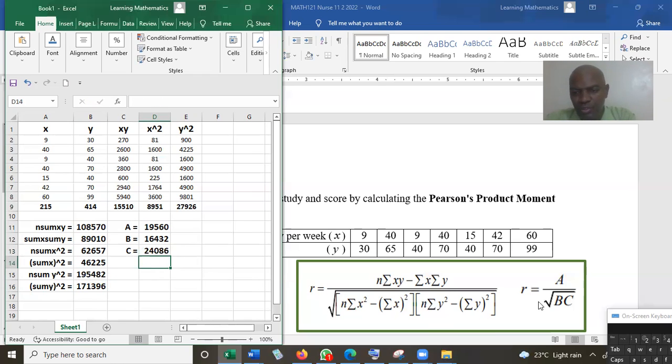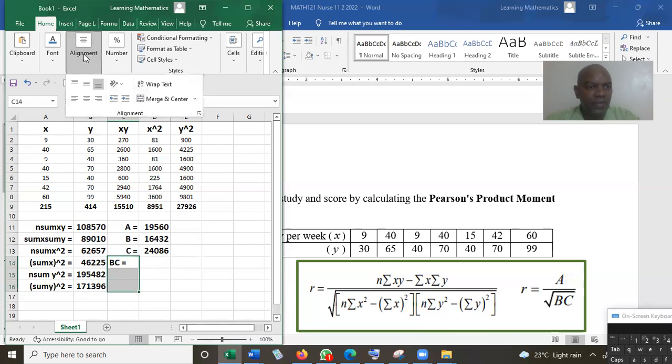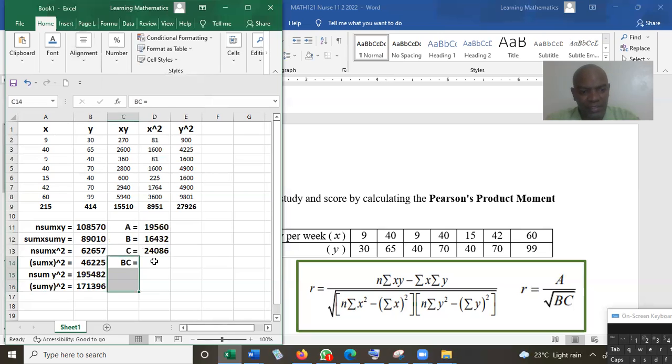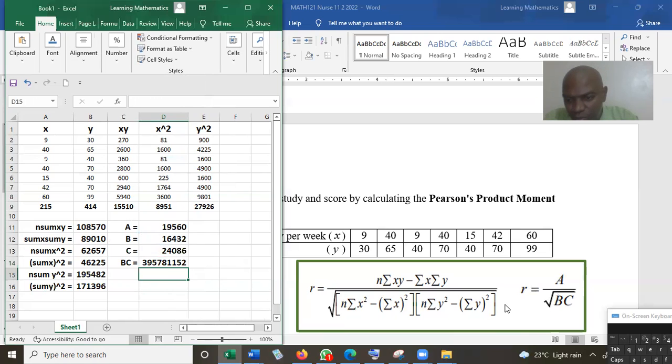But we can reduce those 3 numbers even further, because we need to multiply B by C. So we can do that right here. We can call this BC is equal to. Because the formula says we have to calculate BC, we have to multiply B by C. So let's just do that: equal to B, which is in D12, times C, which is in D13. All right, BC. But then we have to square root BC. So we can do that right there, the square root of BC, equal.